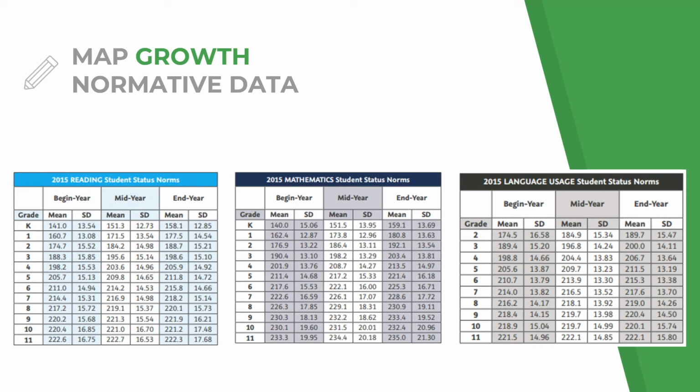Okay, so the next slide you'll see is the growth normative data. So this gives you an idea in each of the areas, the reading, the math, and the language usage, based on where your child is in terms of their grade level, where we would expect their score to be based on the norms. So we would expect, if your child is in 6th grade at the beginning of the year, to see a different score than we would at the end of the year.